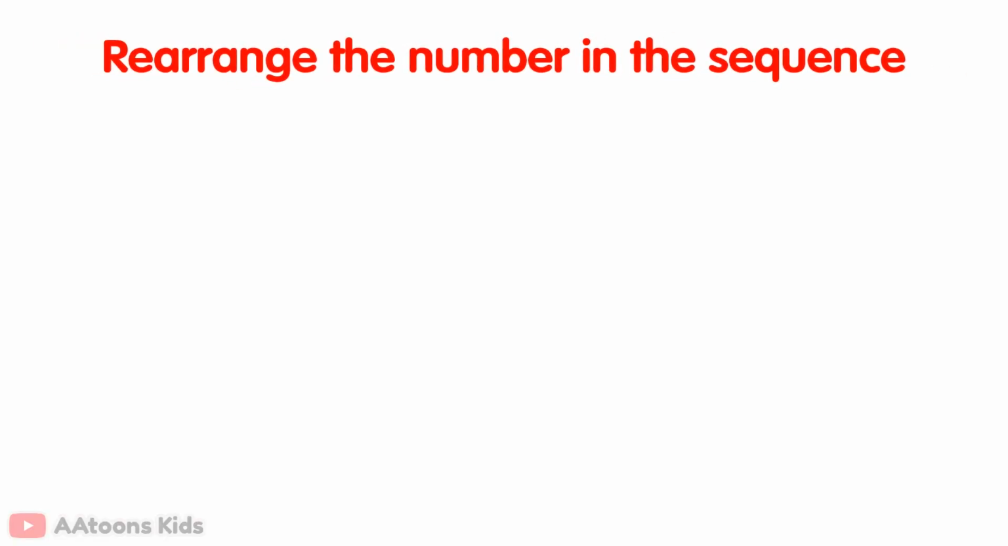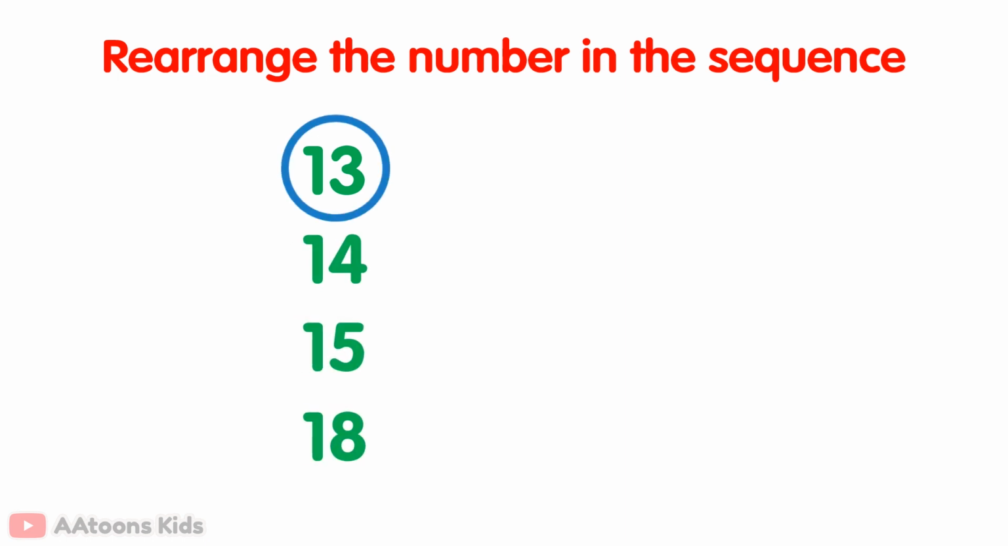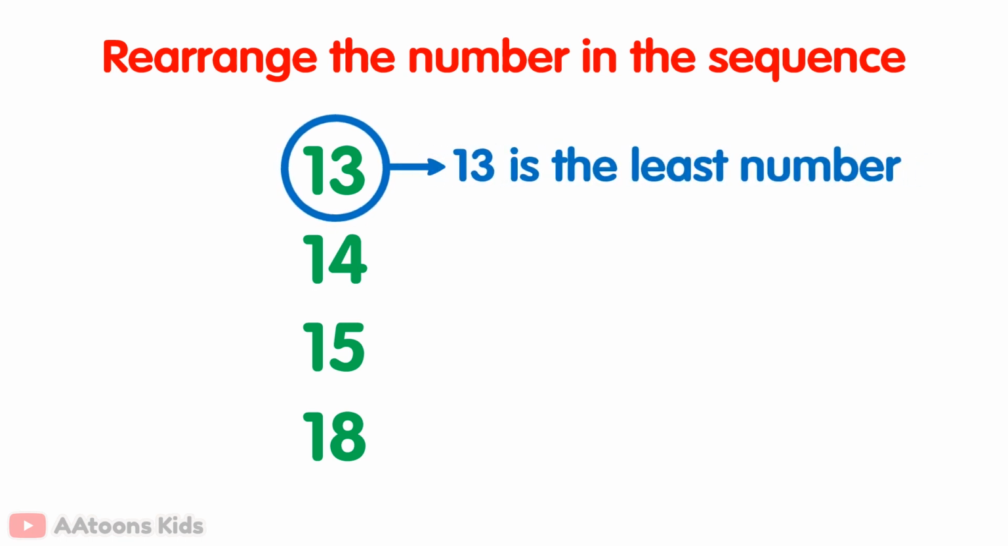Let's rearrange the numbers in the sequence. 13, 14, 15, 18. 13 comes first in the sequence, so 13 is the least number.